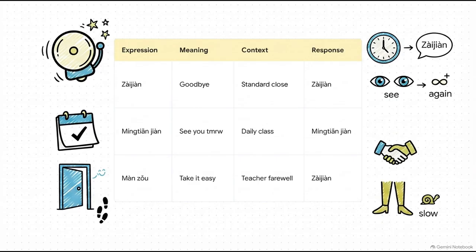The response is just to say 再见 back. Next is 明天见, which means see you tomorrow, super useful for classes you have every day. Finally, 慢走. Literally, this means slowly walk, but it's used as take it easy. It's a really friendly farewell your teacher might give you as you head out the door.